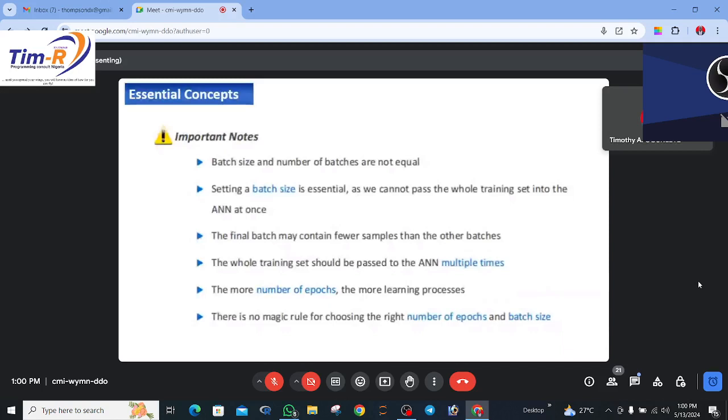That's what we mean by that. And the more epochs you have, the more learning processes take place. So there's no magic rule for choosing the right number of epochs and batch size. But best practice demands that the number of epochs should be very large and the batch size should be reasonable. So that's one thing we should note. As time goes on, when we do some practical work, we tend to see why we choose certain numbers for the epoch and the batch size as well.